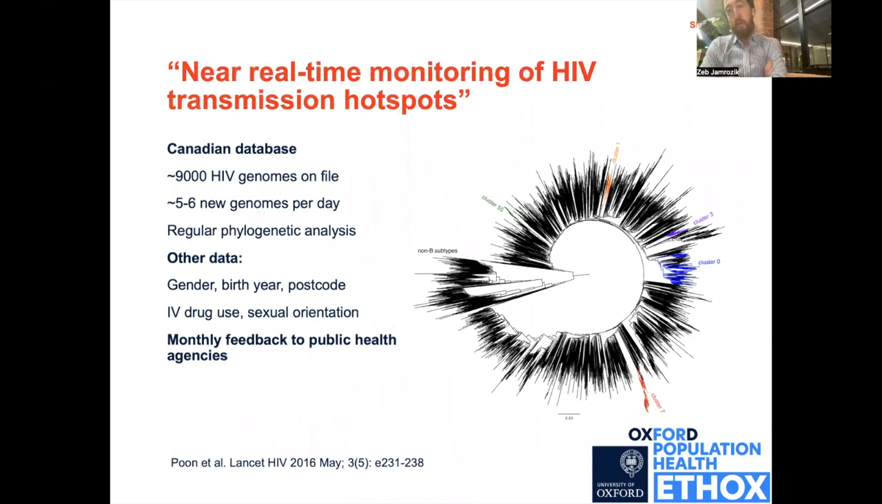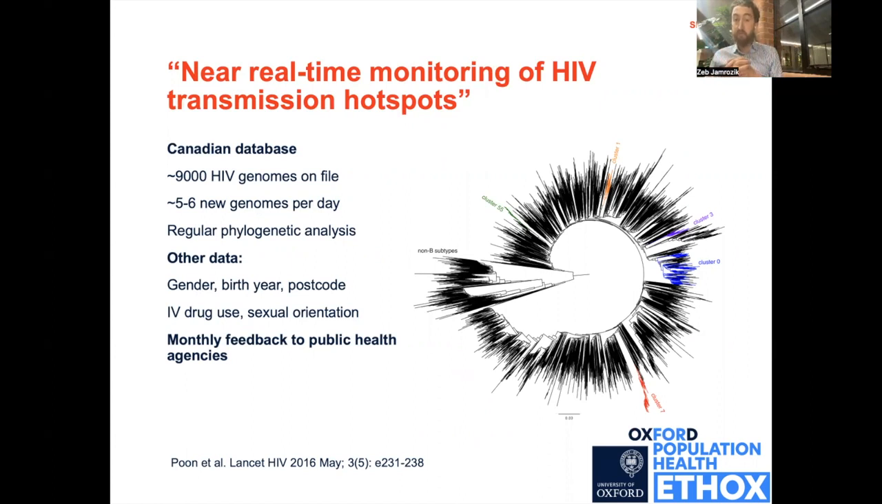As an example of communicating results, I'm going to talk through a few studies. This study is a report of an analysis of a public health database in Canada that has around 9,000 HIV genomes on file and gets a few new genomes per day, and potentially they can update their phylogenetic analysis on a very regular basis. It links the HIV phylogenetic data to gender, birth year, postcode, so a rough idea of where people live and their age.